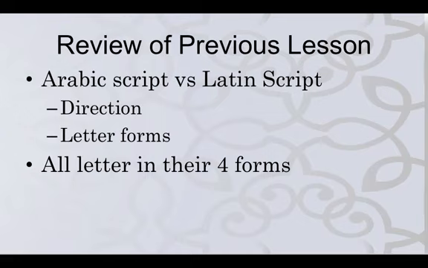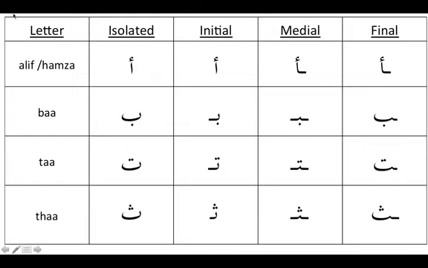And then we talked about all the letters in their 4 forms. We talked about the initial, medial, final, and isolated forms of all the letters. So I'll quickly go over exercise 8 that I provided with the last lesson. I'll just quickly review that. This is the alif/hamza in its isolated, initial, medial, final forms. And remember, we talked about how certain letters, in this case the hamza, have medial and final forms that are identical to one another.